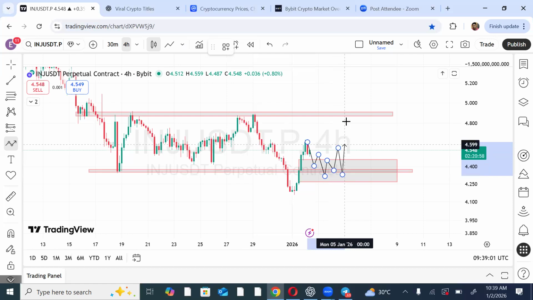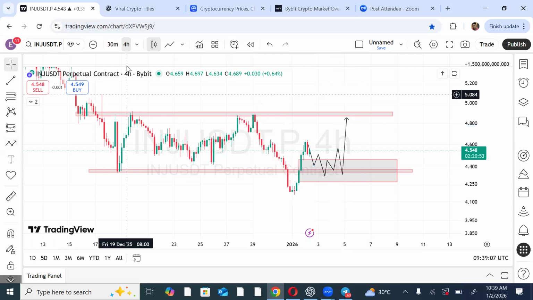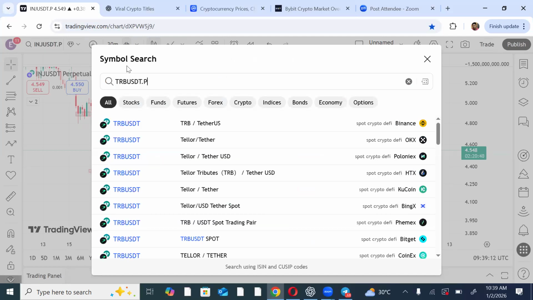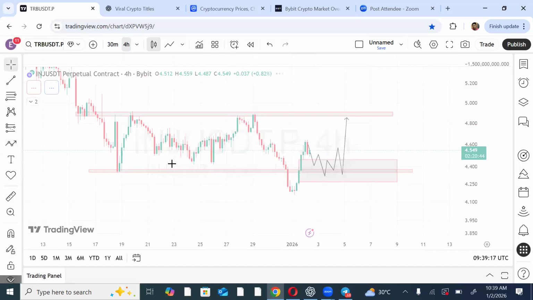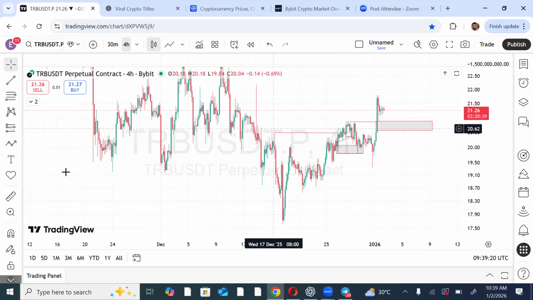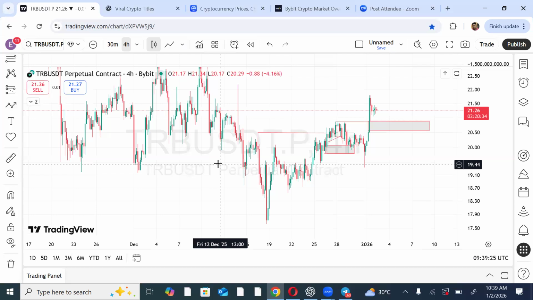Get an entry, and then boom to the upside. Now, lastly, I'm going to give you another asset, TROB. There are very, very many ways to actually do this. I have a lot of ways. Now, I've already analyzed this pair, right? So I'm just waiting. We have a valid change of character already.